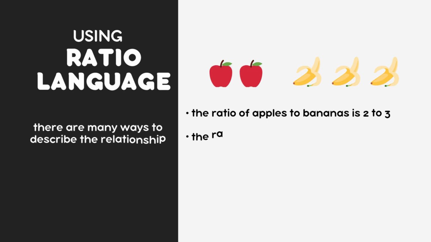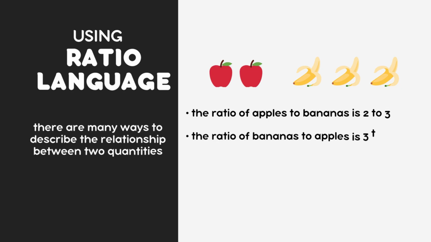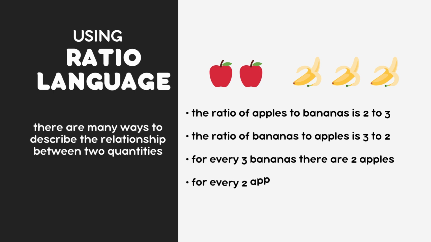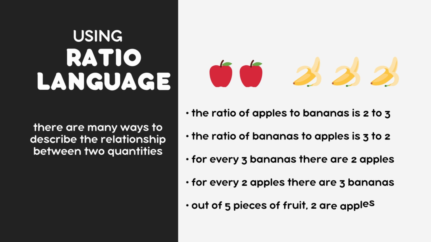Using ratio language, there are many ways to describe the relationship between two quantities. The ratio of apples to bananas is 2 to 3. The ratio of bananas to apples is 3 to 2. For every 3 bananas, there are 2 apples, and for every 2 apples, there are 3 bananas. And out of 5 pieces of fruit, 2 are apples.